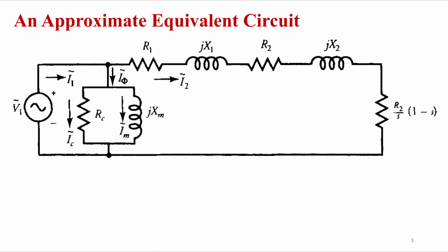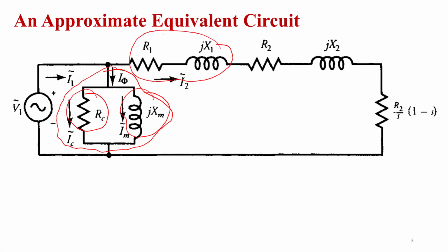So this is now your approximate equivalent circuit, where, as I told, the parallel shunt branch consists of the resistance representing the core loss component and the reactance that represents the magnetizing flux. So we shift it to the left of the primary side resistance and leakage reactance. Then we'll have this equivalent circuit, right?